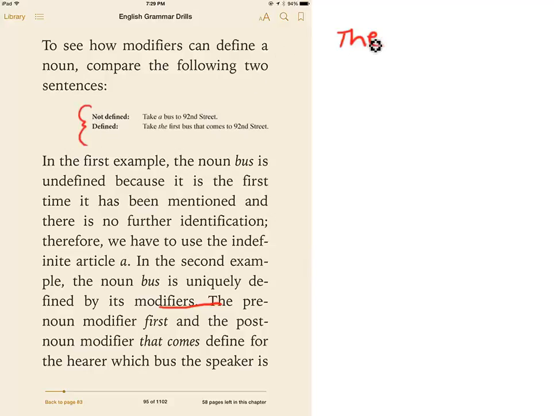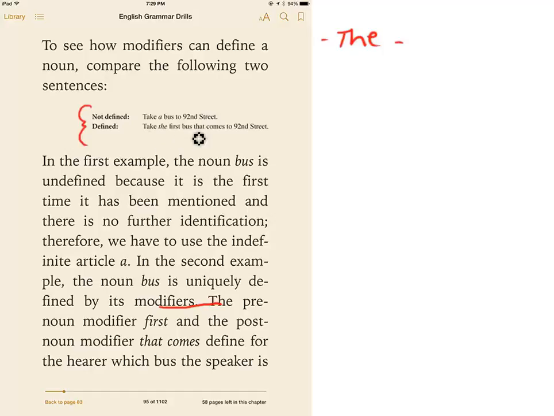Okay, so when do you use the word the? Well, not defined: take a bus to 92nd Street. We don't know which bus. There are many buses that go there. Just a bus. Hey, take a bus to 92nd Street. That's undefined. It's never been mentioned before, number one, and I don't tell you which bus, so it's a bus. However, if I want to use the word the and I want you to know which specific bus I'm talking about, then I would have to modify that noun and tell you which one.